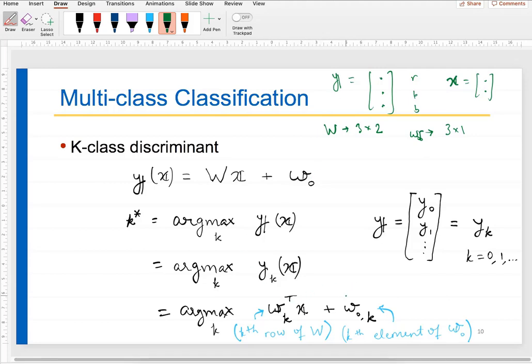So is this point clear? Are you able to see from the last bench? Is this visible or is it too small?